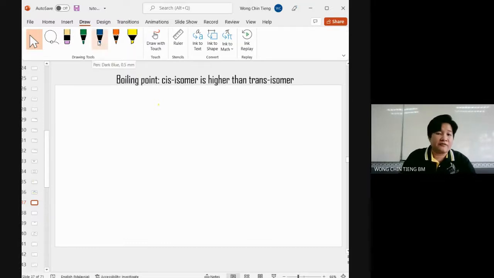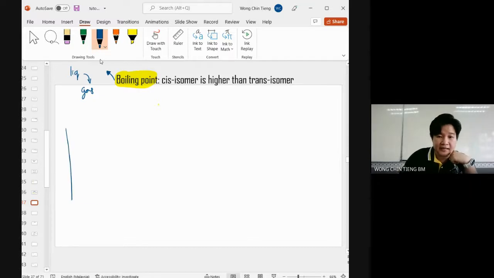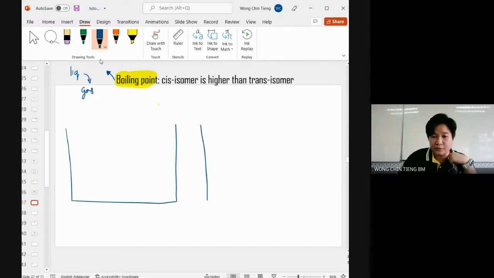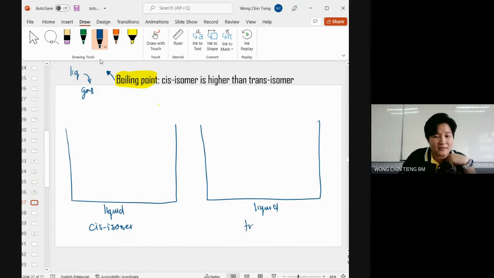So talking about this, kita ada your boiling point where the cis isomer is higher than the trans isomer. Before I move on to the reason, I want to look at one thing, boiling point. Boiling point is talking about physical phase changes, your liquid changing to gas. Setuju? Dengan kata lain, dalam beaker saya sekarang, kita ada dua beaker. Satu beaker cis, satu beaker trans. Tapi dalam beaker ni, kita sebenarnya ada liquid of the cis isomer, liquid of the trans isomer.